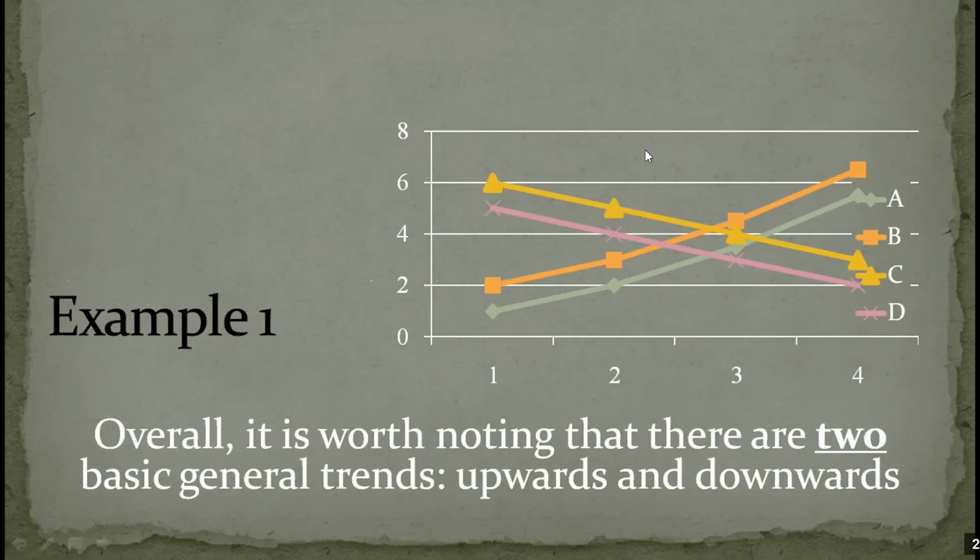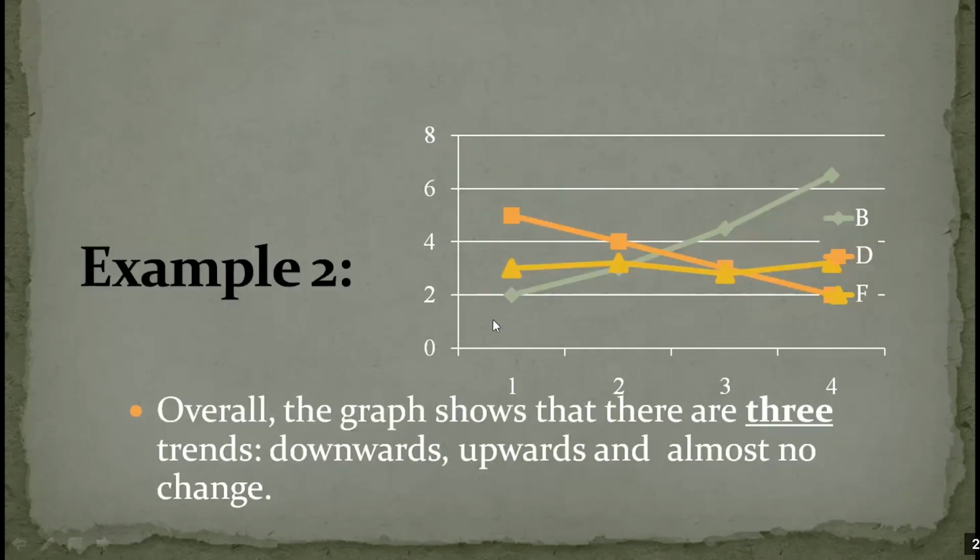Just imagine that this is the line graph that you're supposed to write about. You have 4 variables. How do you write an overall paragraph? Well, it's clear that 2 variables are increasing and the other 2 are decreasing. So your overall paragraph is going to be like this: Overall, it's worth noting that there are 2 basic general trends, upwards and downwards. That's the downward trend and that's the upward trend. That's it.